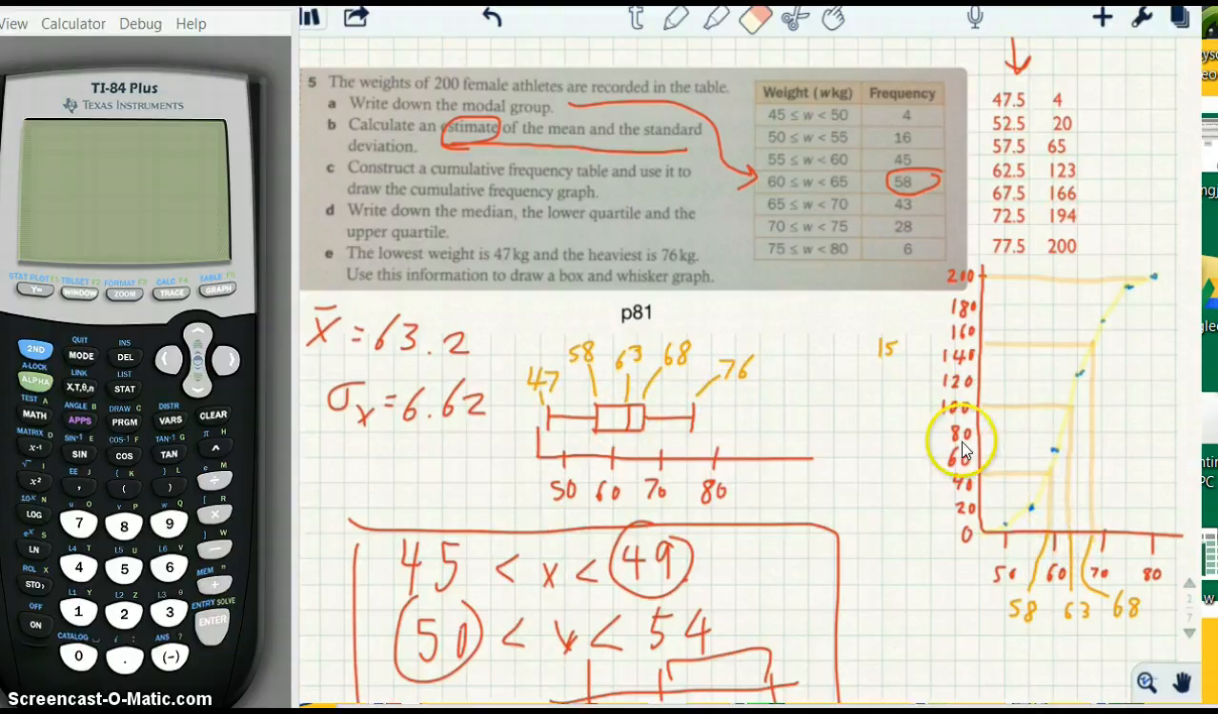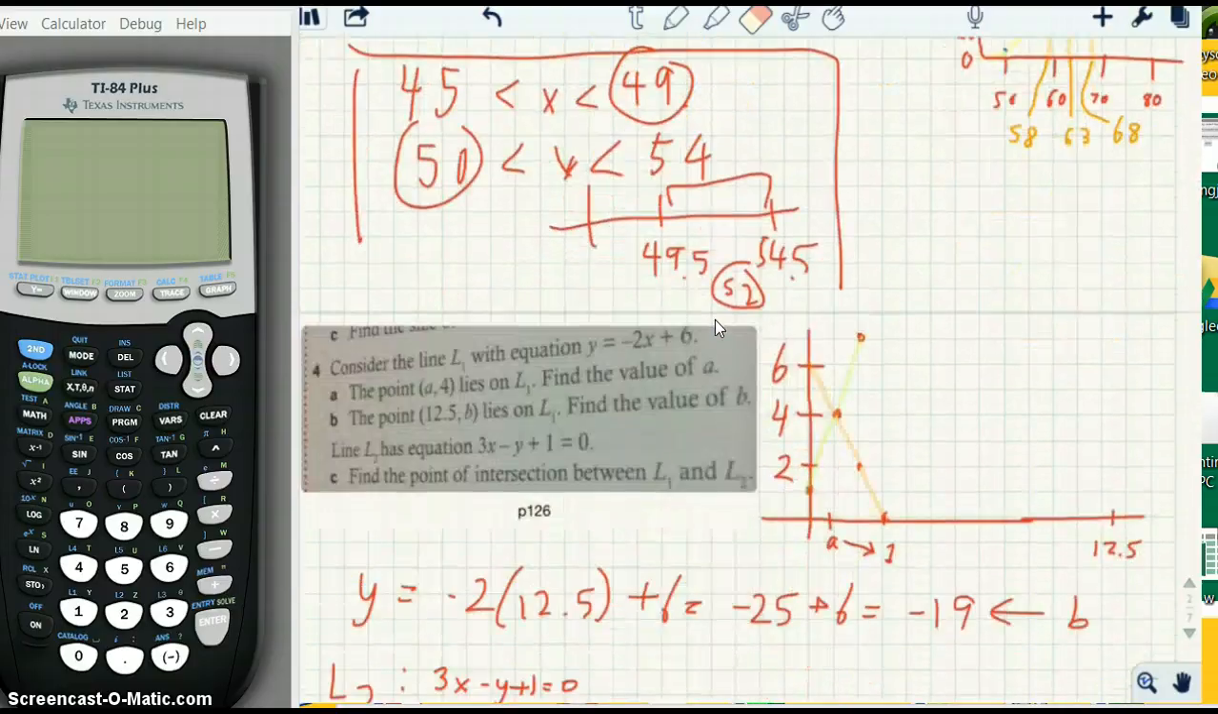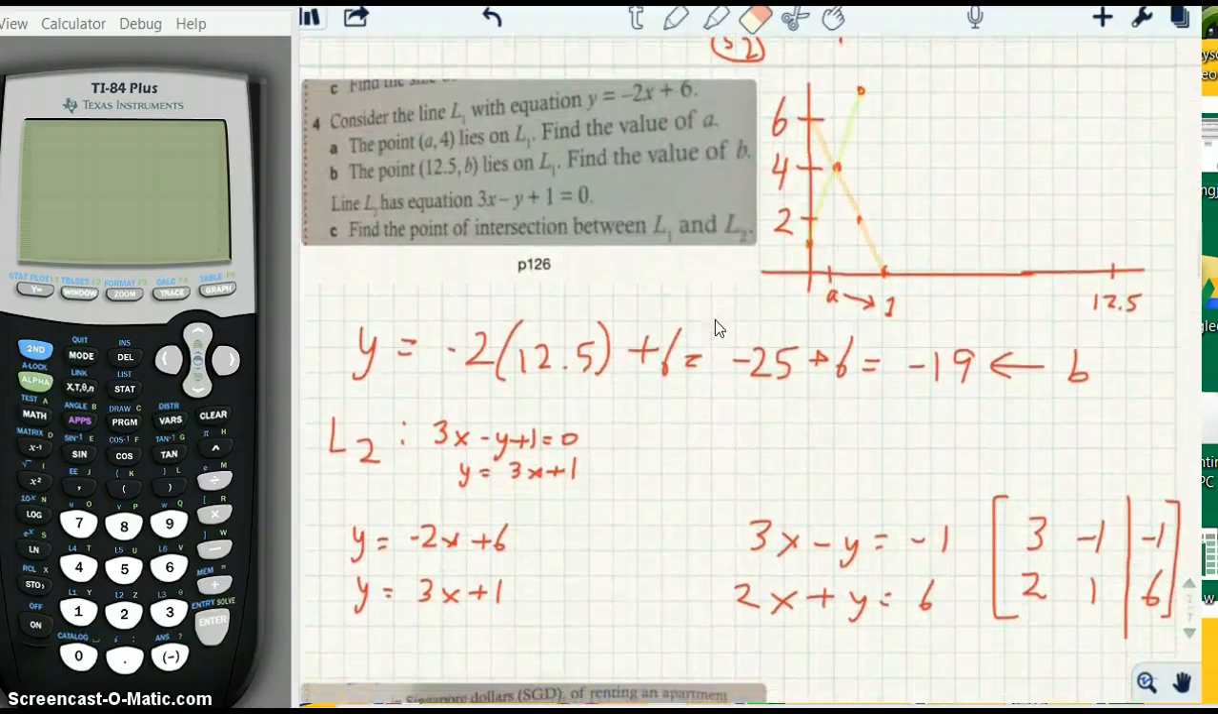So we got the middle three numbers from looking at the graph, drawing these lines, horizontal line and then a vertical line, and where it crosses the x-axis, that's going to be your weight for the first quartile, median, and the third quartile. And the minimum and maximum, remember, you get from the word problem. So that is part E, and we're now done with the page 81 problem, and we'll move on to the page 126 problem, which is a line equation problem.